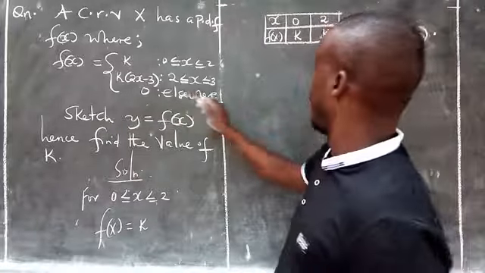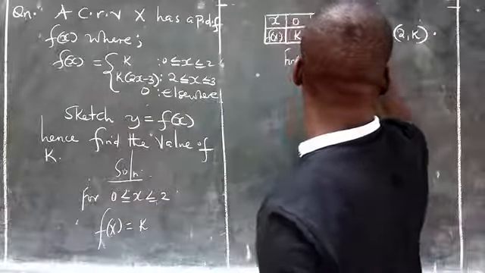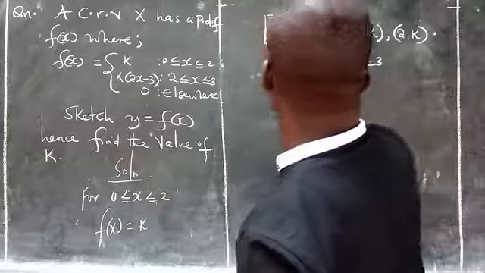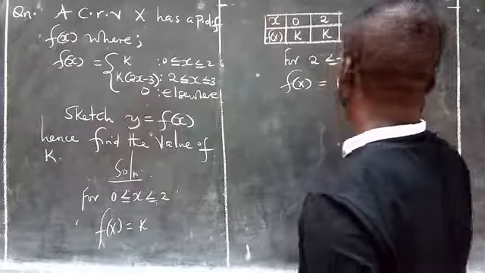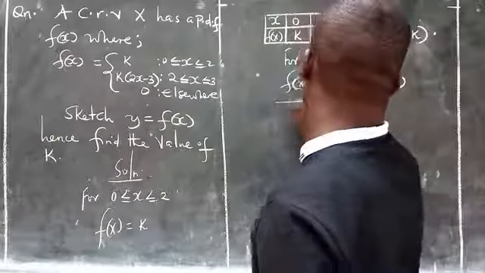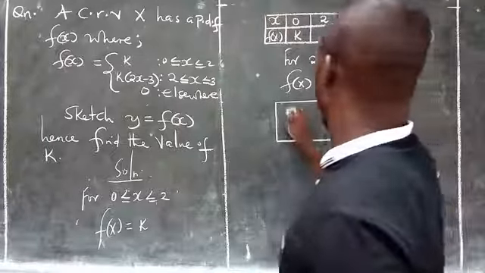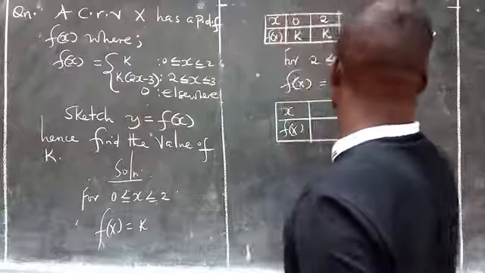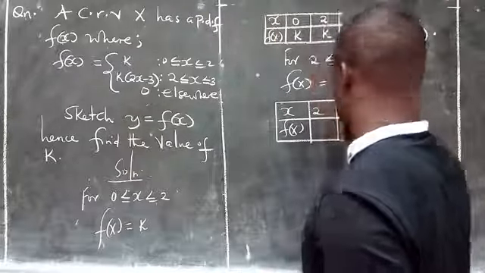We move on to the next. We shall also set for 2 less or equal to x less or equal to 3. Our f of x, the function, is already given as k into brackets 2x minus 3. Then what do we do? We shall draw a simple table and summarize the coordinates. So I'll say x, f of x again. And if you look at this, we have 2 and 3 as the values of x to be considered.